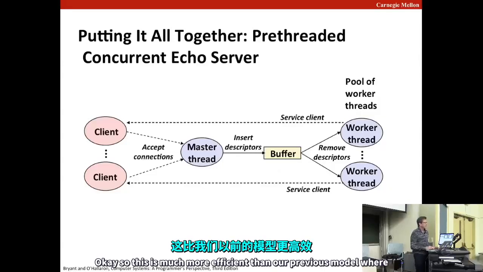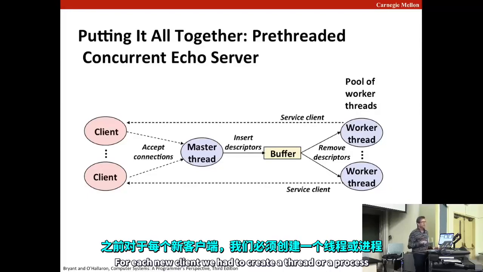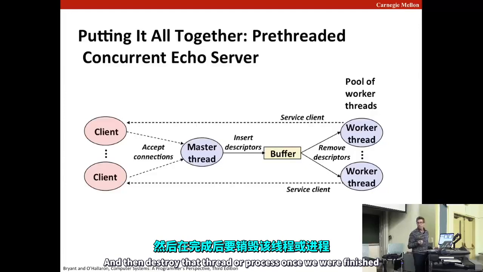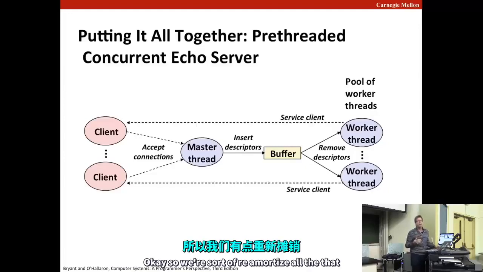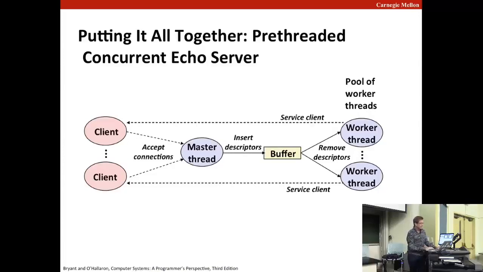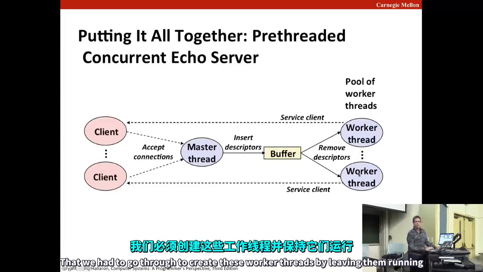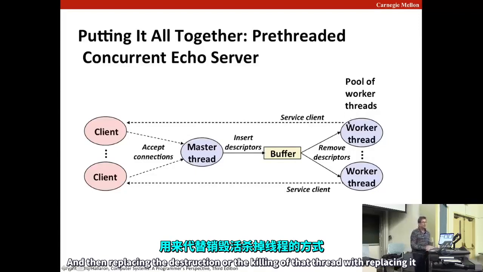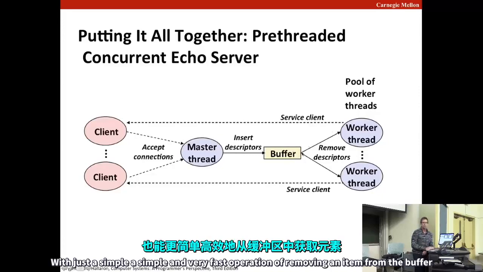So this is much more efficient than our previous model, where for each new client we had to create a thread or a process and then destroy it once we were finished. We're amortizing all the work of creating these worker threads by leaving them running, and replacing the destruction of the thread with a simple and very fast operation of removing an item from the buffer.